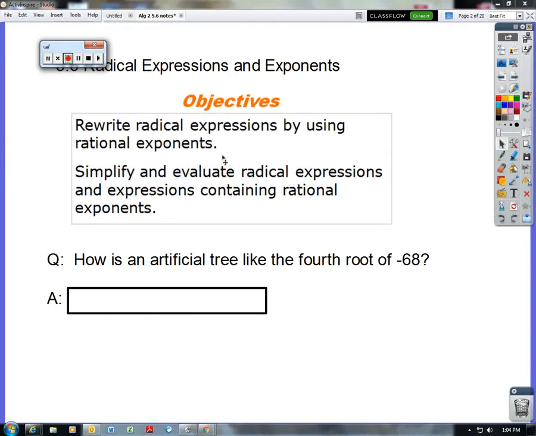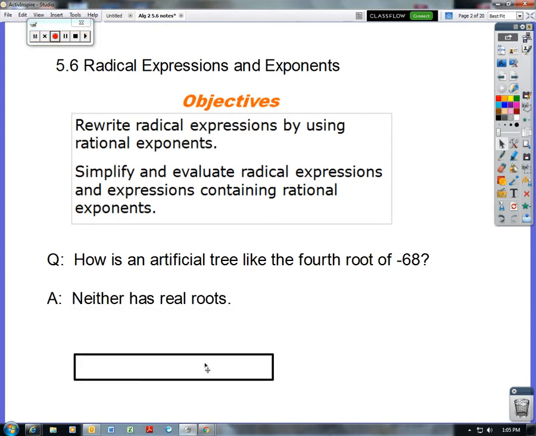Right, here we are again. We've got lesson 5.6, which is on radical expressions and exponents. We're going to be doing a lot of simplifying. And our first question here is, how is an artificial tree like the fourth root of negative 68? And I bet you it has something to do with imaginary roots. Neither has real roots, so they have imaginary roots.